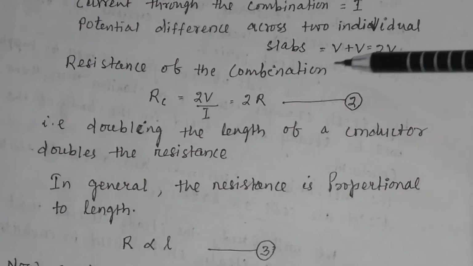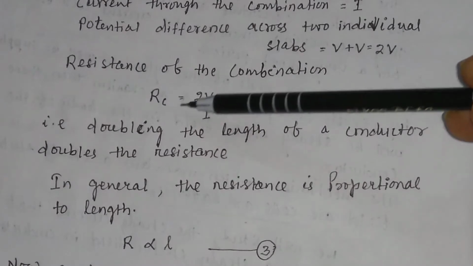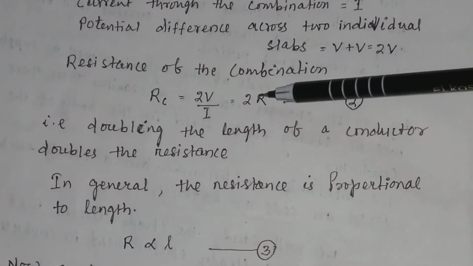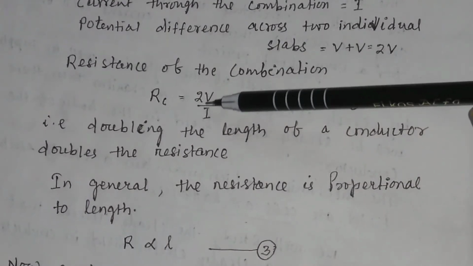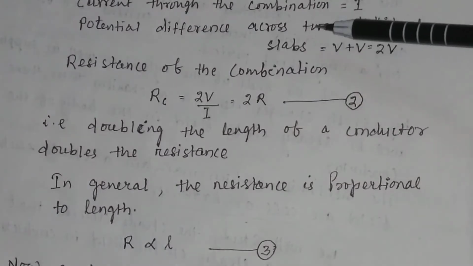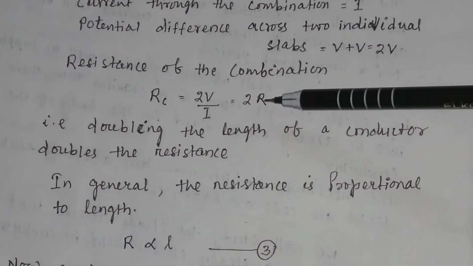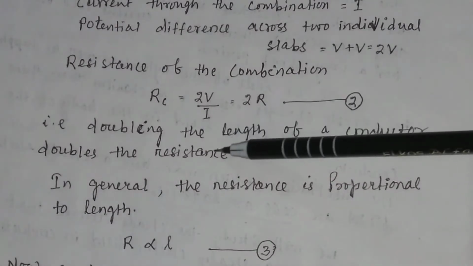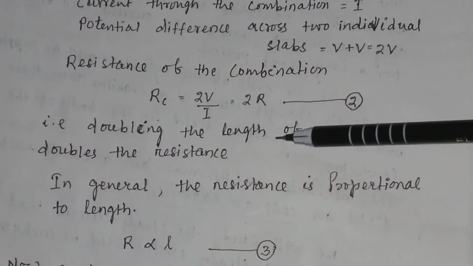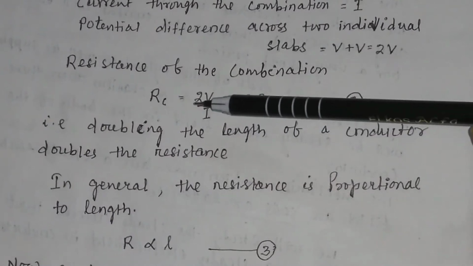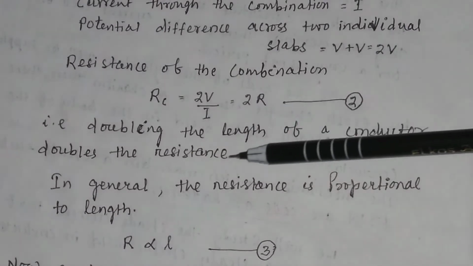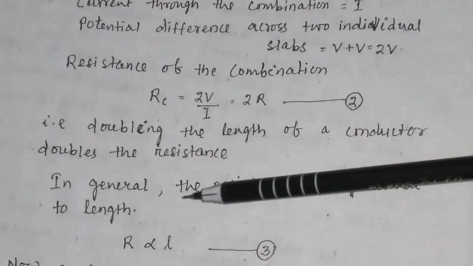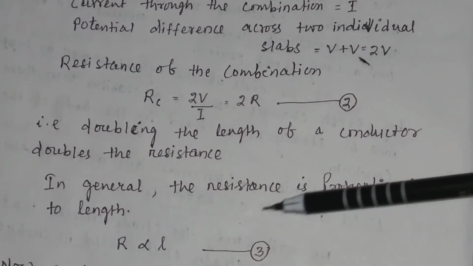So the resistance of the combination will be RC, equal to potential 2V divided by current I, that is equal to 2 into V by I. V by I is equal to R as per equation 1. So that will be equal to 2R. That is, doubling the length of the conductor doubles the resistance. If the conductor length is twice, the resistance also increases twice. So in general, the resistance of a conductor is proportional to its length, that is R proportional to L.